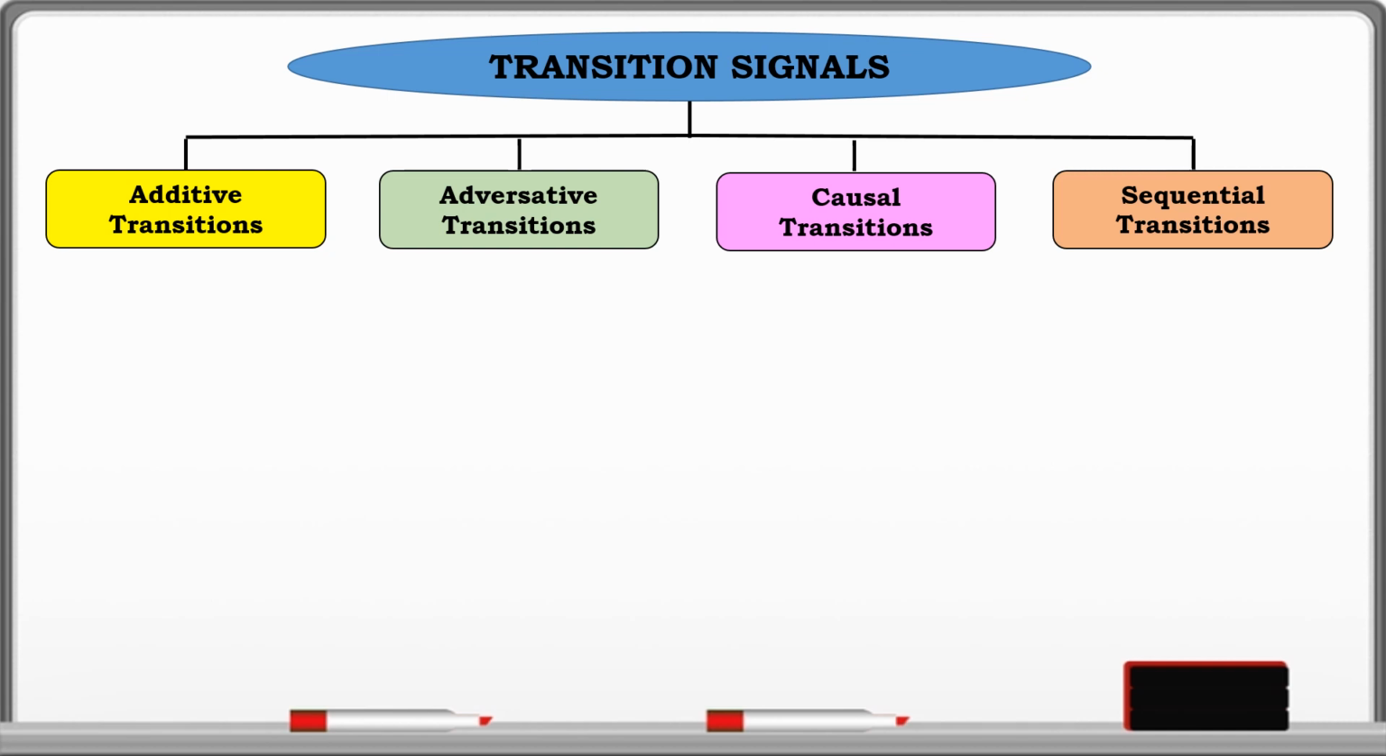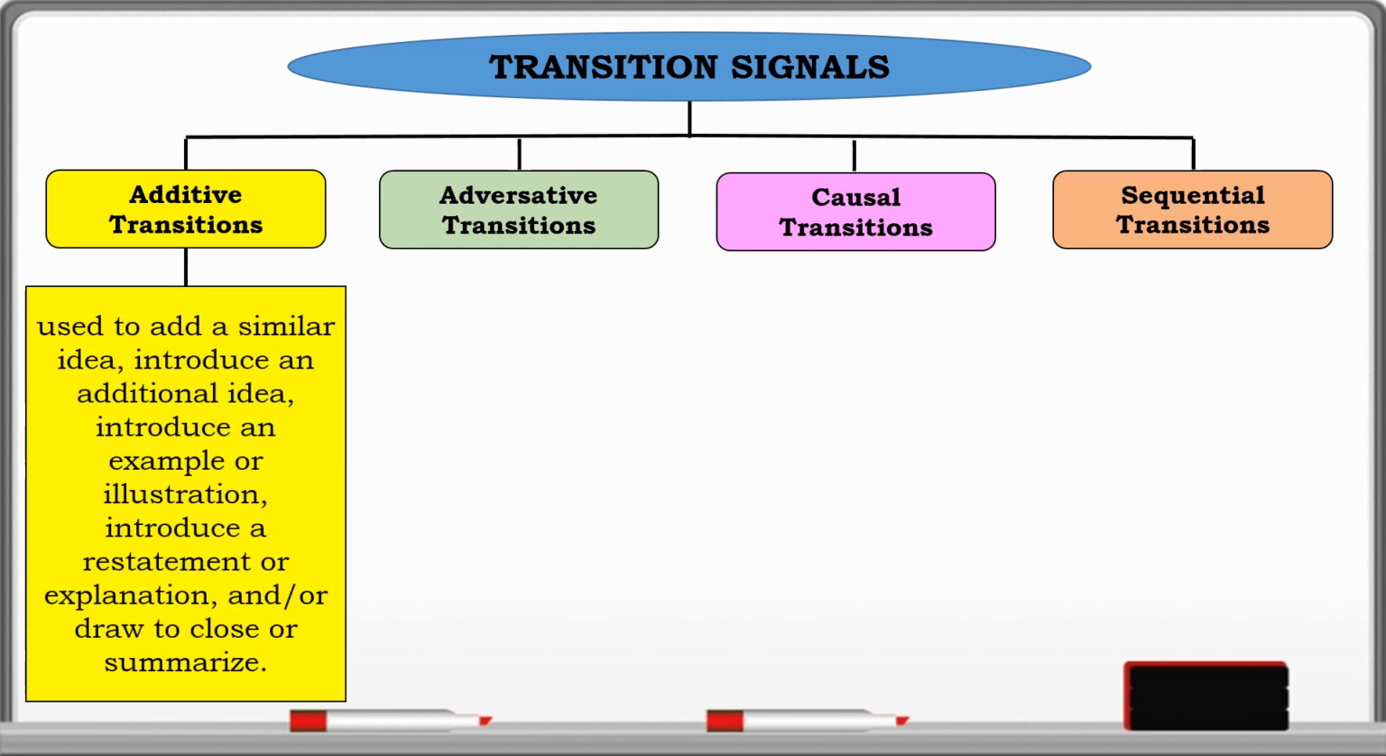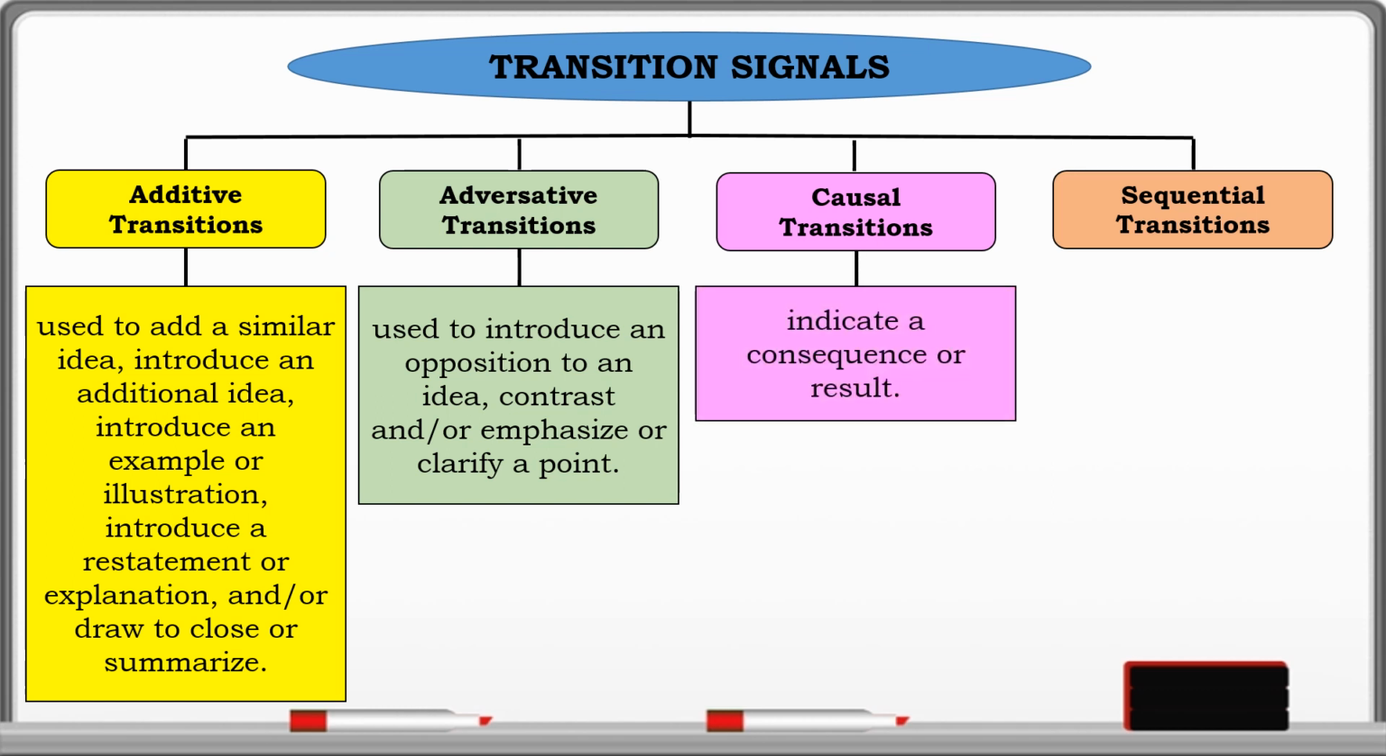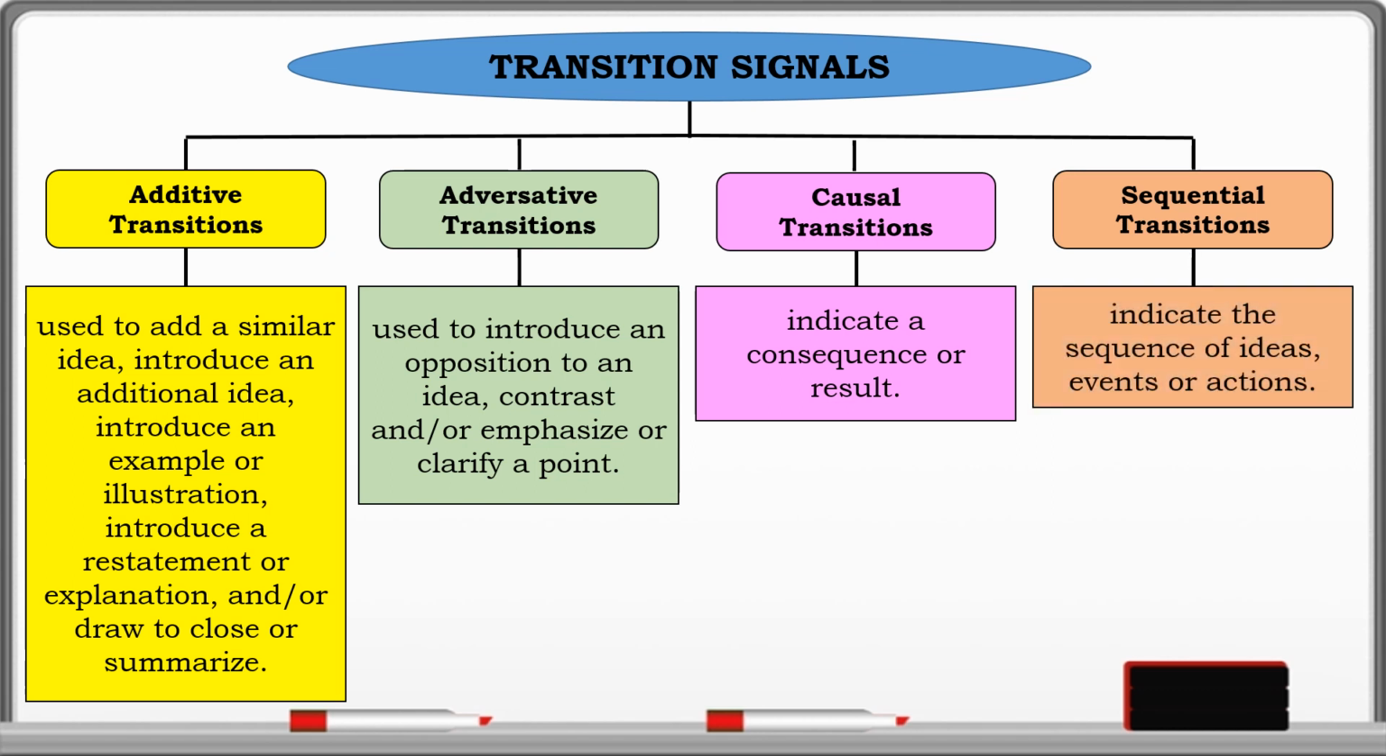For the additive transitions, it is used to add a similar idea, introduce an additional idea, introduce an example or illustration, introduce a restatement or explanation, and draw to close or summarize. For adversative transitions, it is used to introduce an opposition to an idea, contrast, or emphasize or clarify a point. For causal transitions, it is used to indicate a consequence or result. And for sequential transitions, it is used to indicate the sequence of ideas, events, or actions.